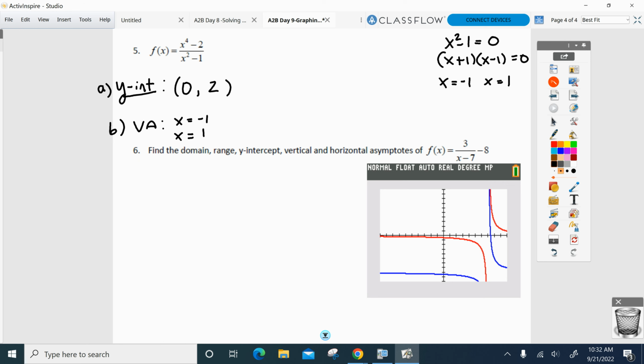And here's our last scenario for horizontal. What's the exponent up top? Highest exponent up top? 4. Bottom? 2. So now the numerator is bigger than the denominator. Ready? There is none. No horizontal asymptote. If the numerator's exponent is bigger than the denominator, there's no horizontal asymptote that exists. Meaning you cannot draw a horizontal line in without hitting the graph. None exist.